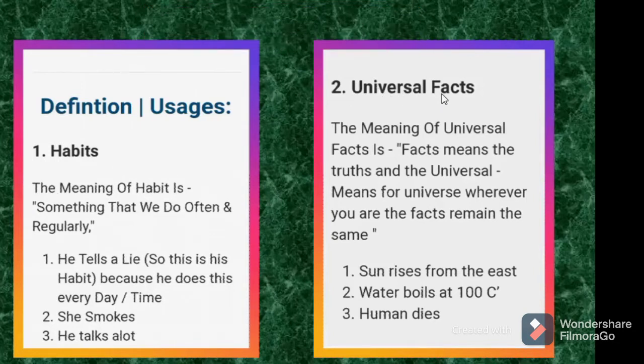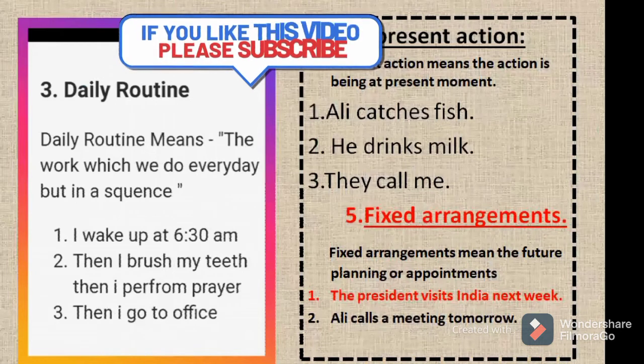Second one, universal facts or universal truths. The meaning of universal fact is that facts mean the truths and universal means universe. Wherever you are, the facts remain the same. For example, the sun rises in the east. So this is a universal truth. This is a fact. Whether you are in east or west, whether you are in any country, this fact is the same. Water boils at 100 degrees centigrade. This is also a universal truth, fact. Everybody, every nation acknowledges it. Human dies.